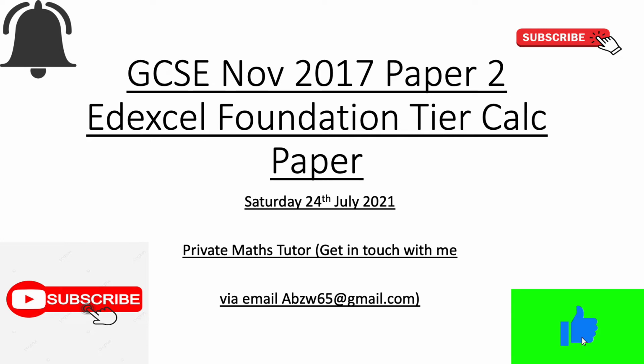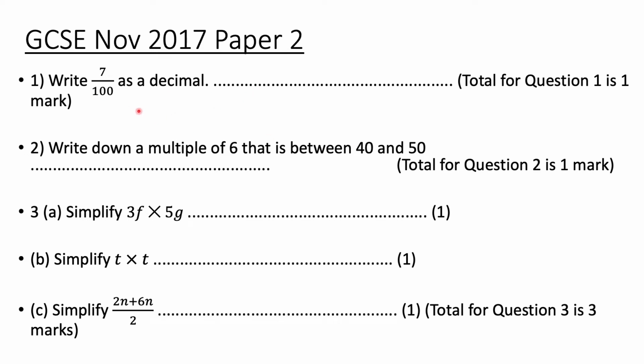So looking at specific questions today. Question 1, it says write 7 over 100 as a decimal. Okay, so 7 over 100 means 7 divided by 100. Now, because it is a calculator paper, typing this into your calculator is going to give you 0.07. Okay, so when I divide by 100, the decimal place moves 2 places to the left, if that makes sense.